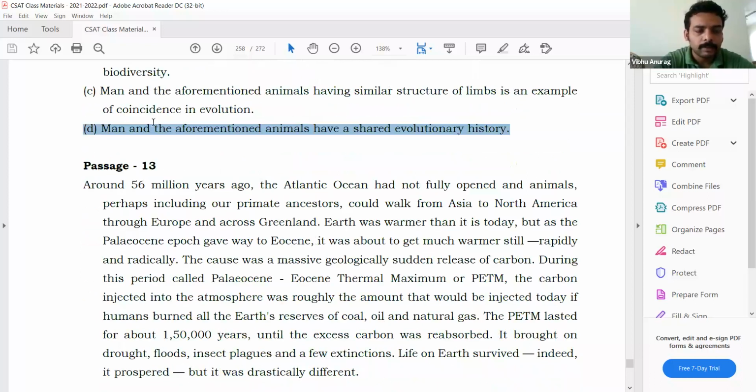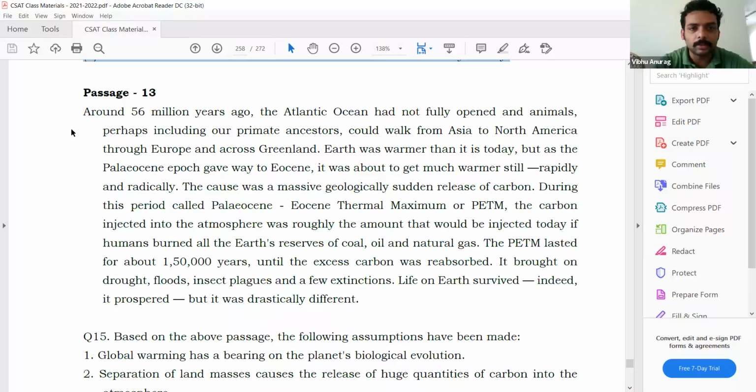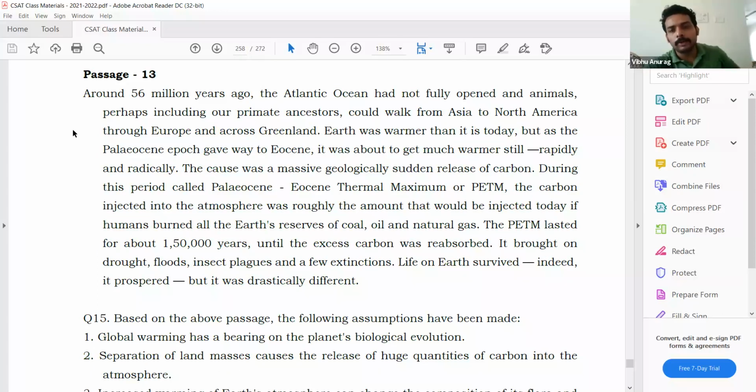And the last one, passage 13. Around 56 million years ago, the Atlantic Ocean had not fully opened, and animals, perhaps including our primate ancestors, could walk from Asia to North America, through Europe and across Greenland. He's talking about that time period. Earth was warmer than it is today, but as the Paleocene epoch, an epoch is a time period, gave way to Eocene, it was about to get much warmer still. Rapidly and radically, he says. The cause was a massive geologically sudden release of carbon.